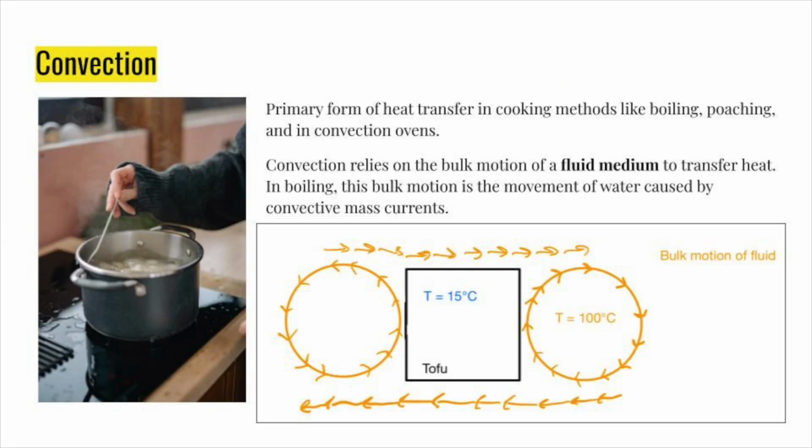Next is convection. Convection is normally encountered in the form of boiling water in convection ovens. Convection is the transfer of heat via a moving fluid medium. Here, the key difference from conduction isn't just the use of fluid medium, but heat transfer due to the bulk movement of the fluid medium.